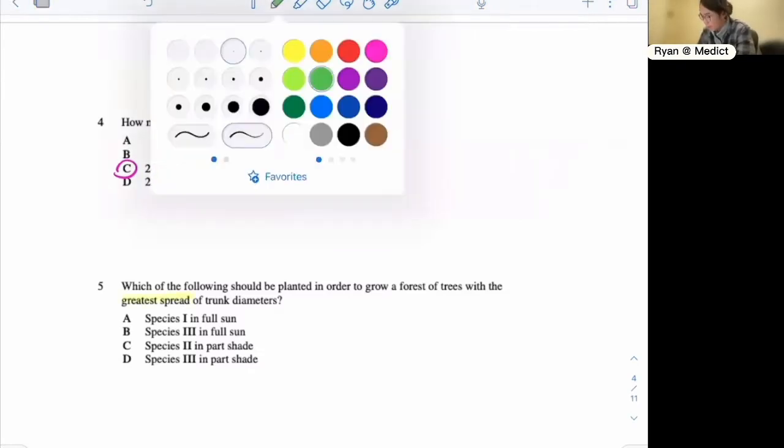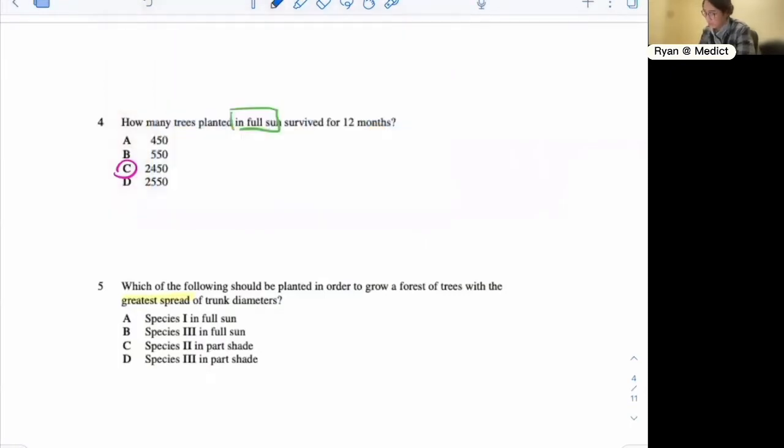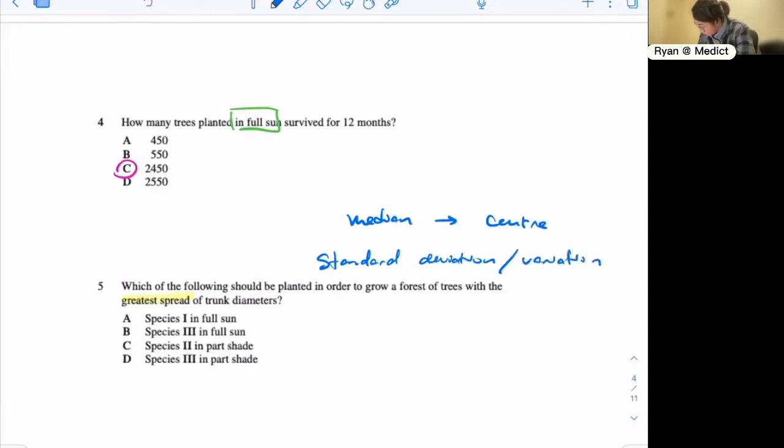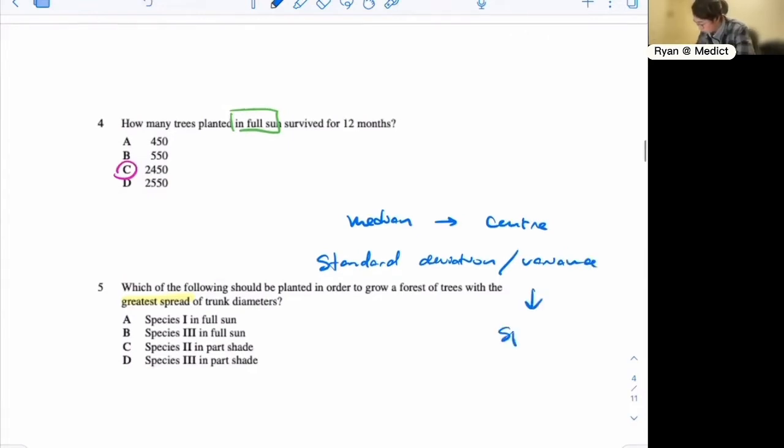For people who have done statistics in the past, you are probably familiar with words such as median, which is a measure for what? Measure for center, right? And other things like standard deviation or variance. Oh, that's variation, sorry. Variance. So those are the measures for what? Those are the measures for spread.